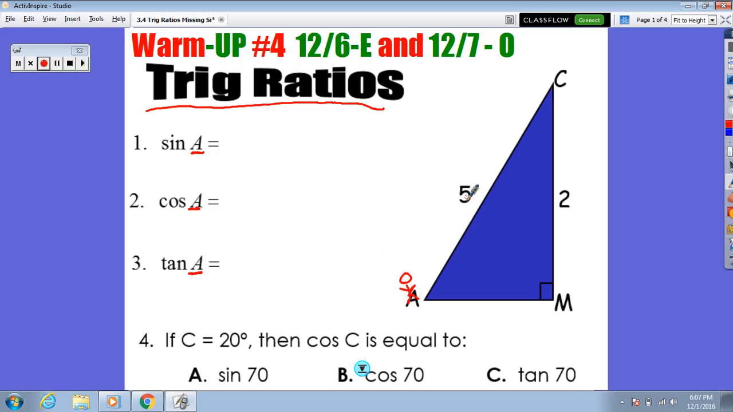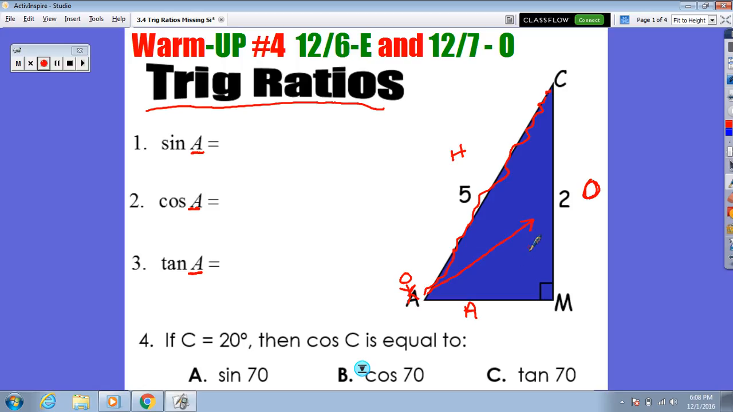But there is a problem. We have the length of the hypotenuse, which we know is this side right here. Okay, we know what that is. And we also know the length of the opposite side is 2. But we do not know what the length of the adjacent side is. So does anybody know what I can use to find the measurement from A to M? What would this length be?